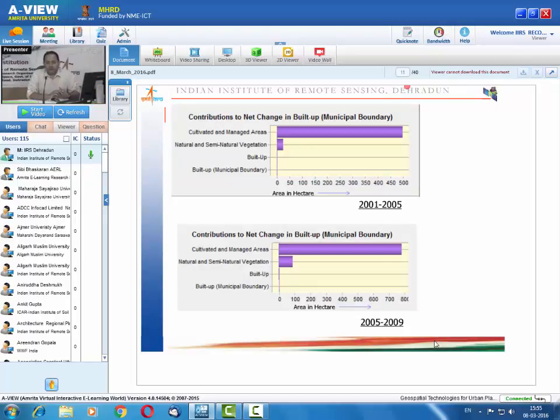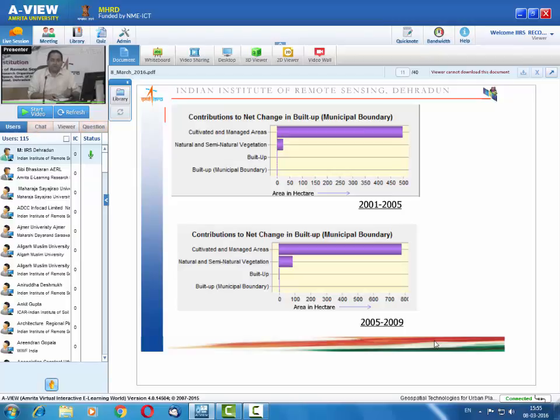See, now this diagram tells you the increase in the built up inside the municipal boundary and what has been the major contribution to increase in this built up, but inside the DUA area, that is the Dehradun urban agglomeration area. So inside a municipal corporation area or urban agglomeration area, you naturally don't have much natural vegetation.